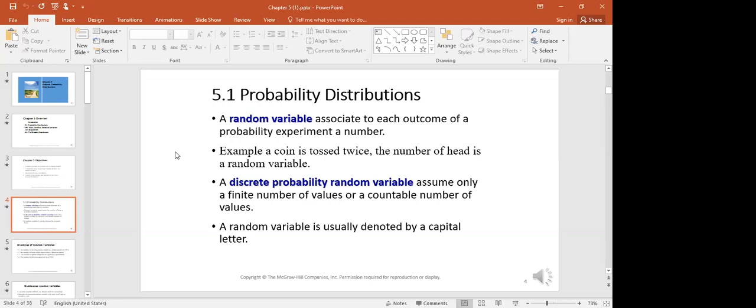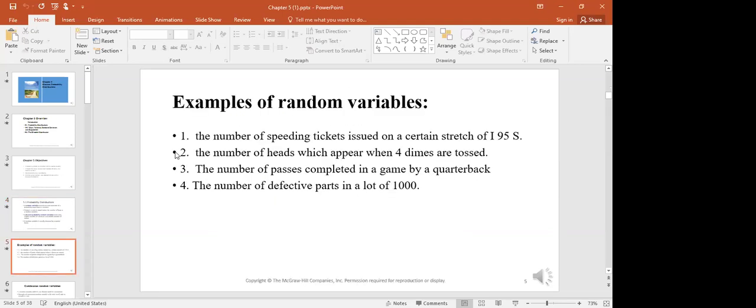So the values that we'll obtain from a random experiment could be numbers that are discrete or continuous. When the values of a random variable are discrete, we call it a discrete probability random variable. If it is not, we can call it a continuous or non-discrete random variable. For example, the number of speeding tickets issued on a certain stretch of I-95 South is a random variable because you cannot tell how many tickets will be issued.